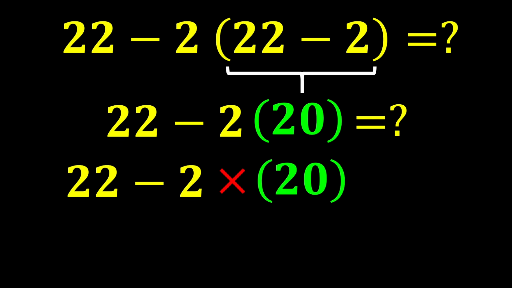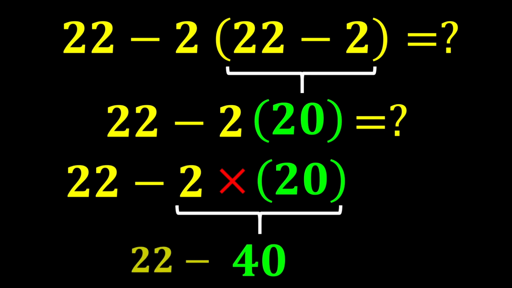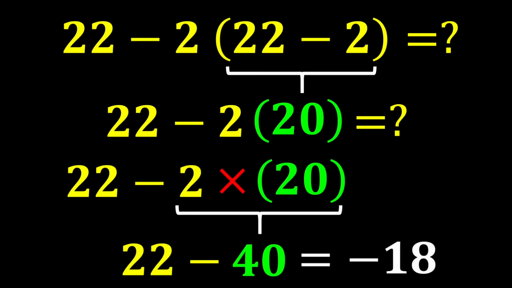Now in this expression, there is one subtraction and one multiplication. According to PEMDAS, multiplication has a higher priority than subtraction, so we first calculate the multiplication, then the subtraction. 2 multiplied by 20 gives us 40. In the end, 22 minus 40 gives us negative 18, which is our final answer.